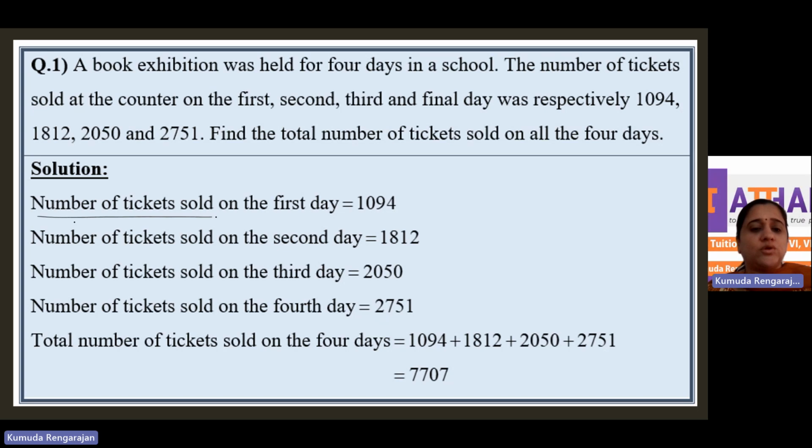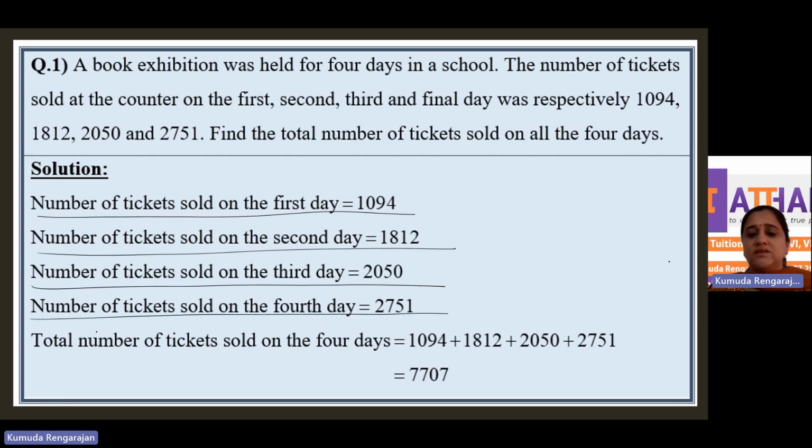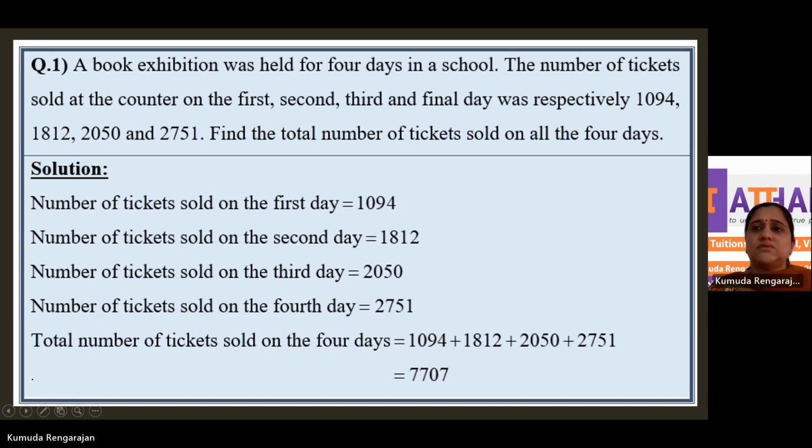So number of tickets sold on the first day, number of tickets sold on the second day, number of tickets sold on the third day, number of tickets sold on the fourth day. Then finally, we know that the operation is addition. So you say, total number of tickets sold on the 4 days is equal to the sum of these four numbers, and that adds to 7,707. This is simple for you, right?